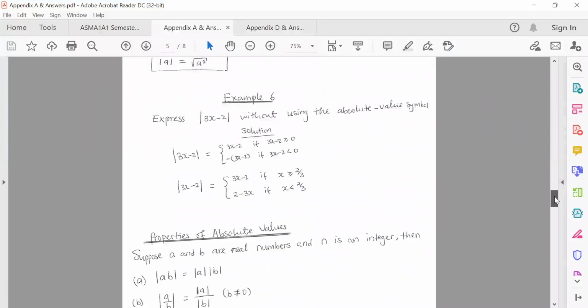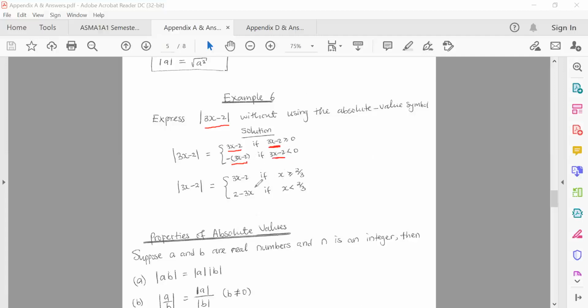All right, let's move to example 6. Example 6 just wants us to write this without using the absolute value symbol. Now, how do we get rid of this absolute value symbol? We know that if I give you the absolute value of some expression, 3x minus 2, you agree that it can either stay the same or it can be minus. Now, when does it stay the same? It stays the same if that expression is positive, meaning it's greater than or equal to 0. And it becomes minus the whole expression if the expression is actually negative.